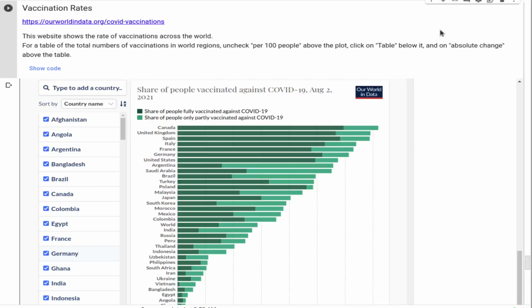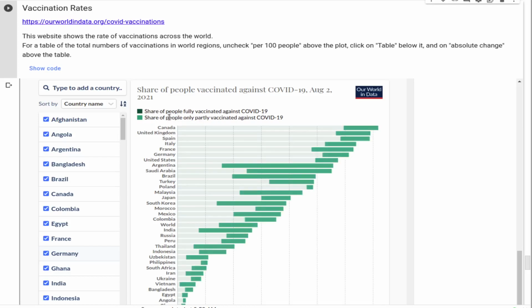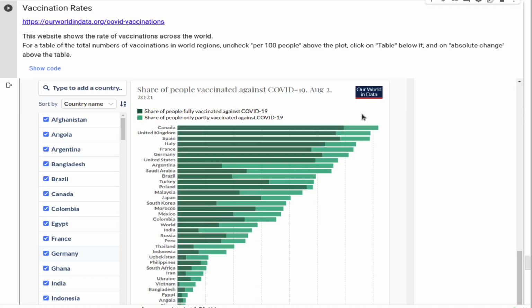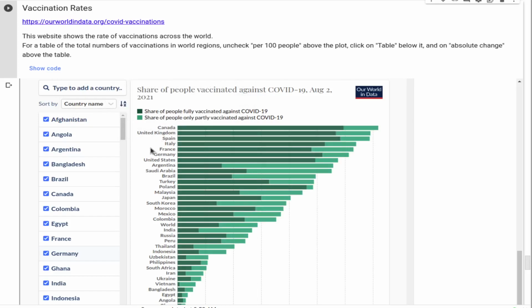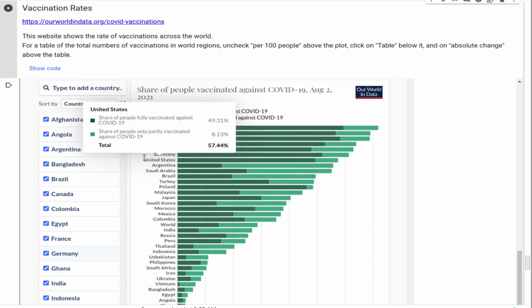Here in this graph, you can now see the vaccination rates of different countries in this bar plot. So the dark color shows people fully vaccinated, and the light green is the share of people only partially vaccinated against COVID-19. And you can see here in the top group, you have Canada, United Kingdom, Spain, Italy, France, Germany, and the United States. So, for instance, the United States have 49% fully vaccinated and 8% partly vaccinated, so meaning just one vaccine shot. So a total of 57%.